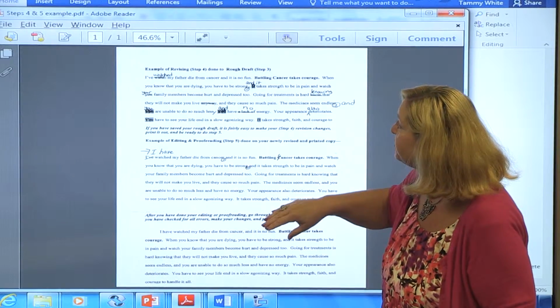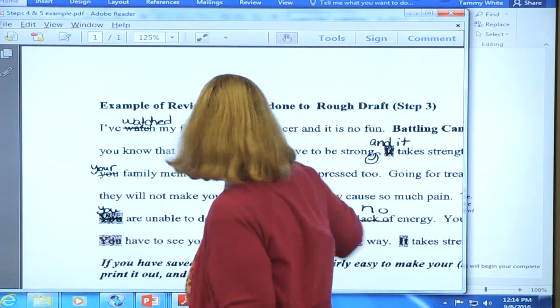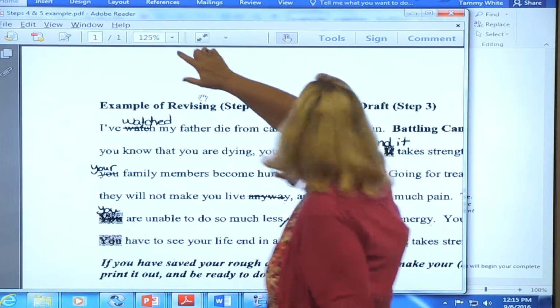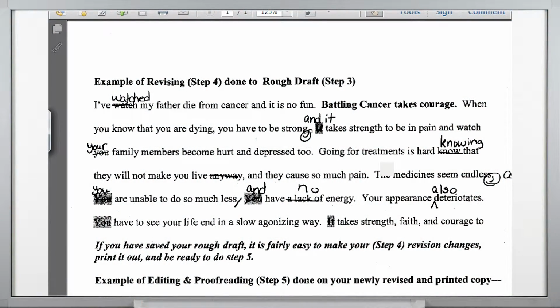So here's an example. We've gone through, let's make this a little bigger for you so that it's a little easier to read. Here we go. This is going to be much better. All right. We were doing the one on cancer, watching our father die. This is an example of step 4. We have gone through, we have begun this sentence with it, this sentence with it, this sentence with you, and this sentence with you. So we wanted to do something different to either put them together or to change the wording. So on this one, what did we do?